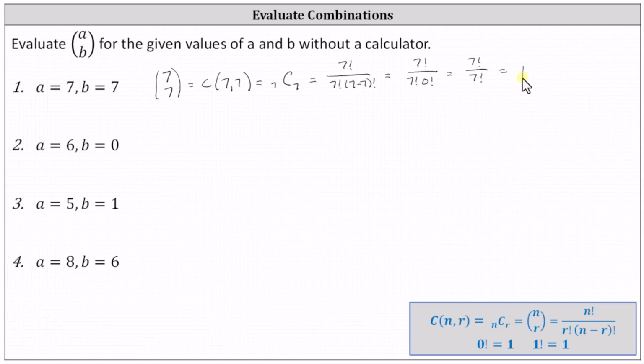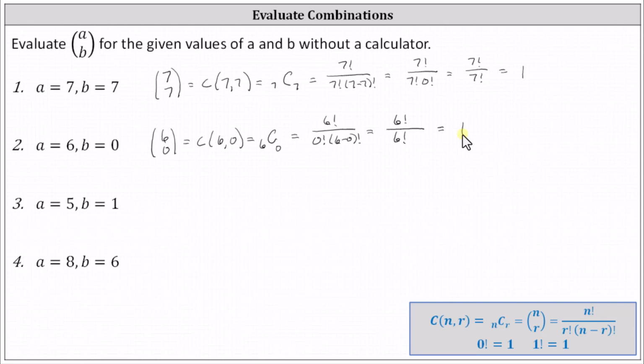Number 2, we have A equals 6 and B equals 0, which is 6 choose 0, which again can be written in any of these common ways. Which is equal to 6 factorial divided by the product of 0 factorial and 6 minus 0 factorial, which equals 6 factorial divided by, again, 0 factorial is equal to 1, giving us a denominator of 1 times 6 factorial, or just 6 factorial. And once again, 6 factorial divided by itself is equal to 1.